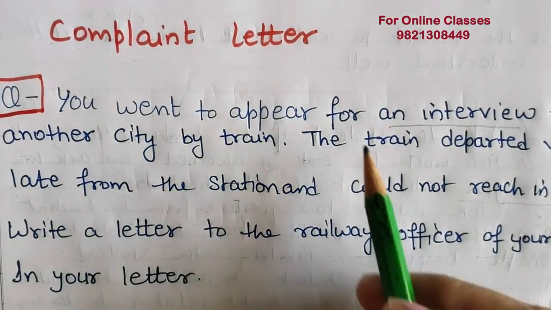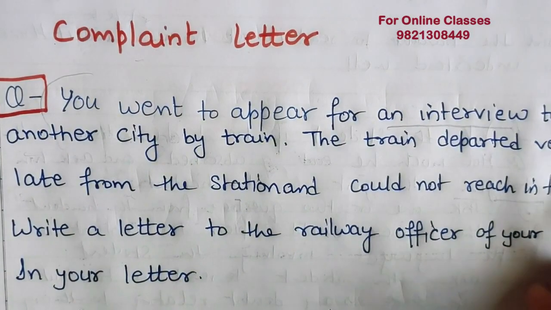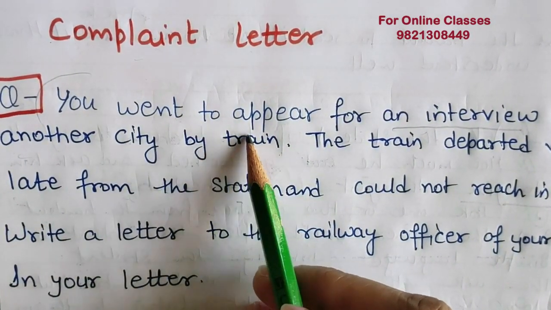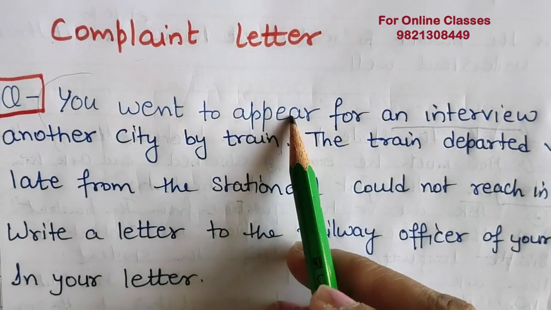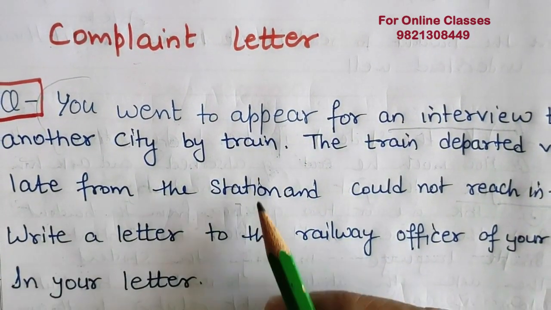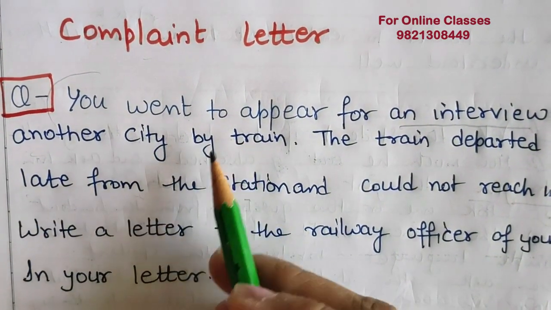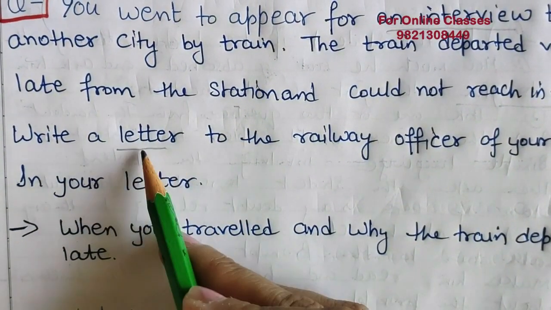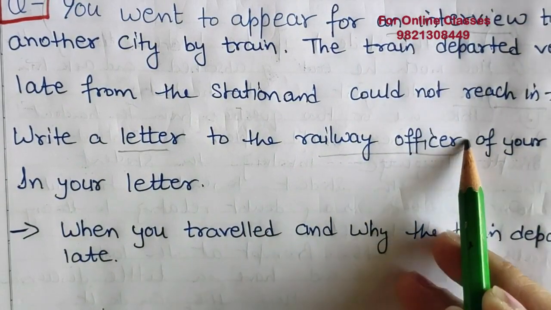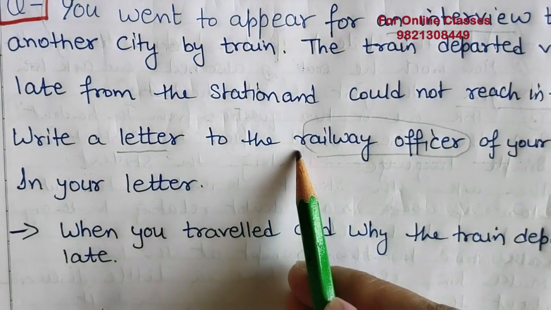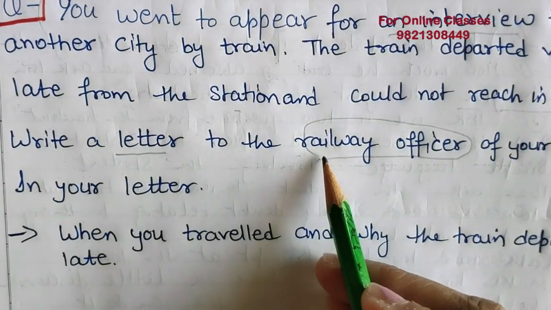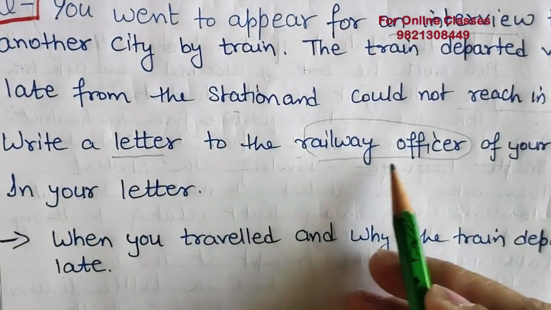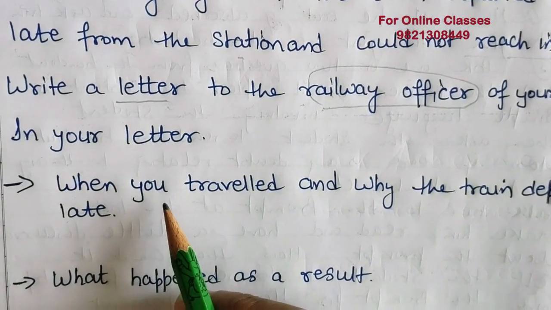Okay, so this is the scenario, this is the situation. While keeping this situation in mind, you have to write the letter, this complaint letter. Here it says write a letter. Of course you have to write a letter to the railway officer. Now by reading this line, you have come to know you are writing a formal letter. Okay, next there are 3 bullet points.